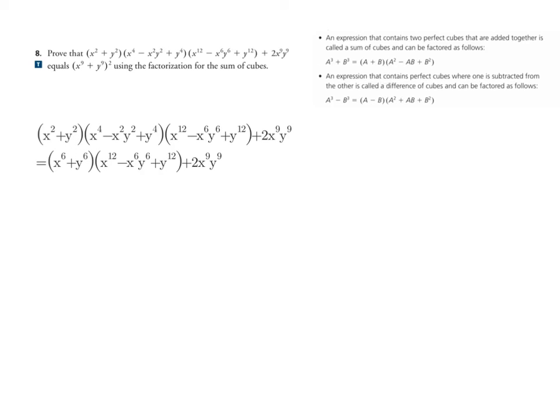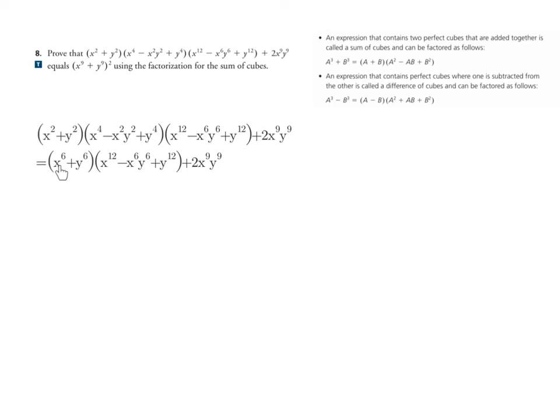Right? So now I can replace this whole thing. We've got x to the 6 plus y to the 6, which is your a plus b. You've got x to the 6 squared, which is x to the 12, minus a times b, x to the 6 y to the 6, plus b squared, which is y to the 12. This all equals a to the 3 plus b to the 3. So since a is x to the 6, that's x to the 6 to the 3.